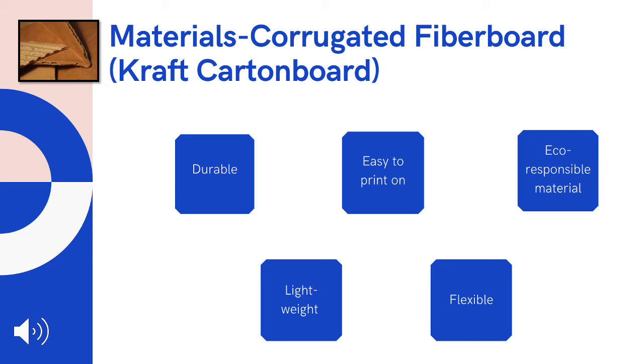The third characteristic is that it belongs to one of the eco-responsible materials, because the corrugated fiberboard is biodegradable and contains no dyes or bleaches. Lastly, it is also lightweight and flexible because the ruffled inner layers offer incredible strength and flexibility while keeping the overall weight of the container down.